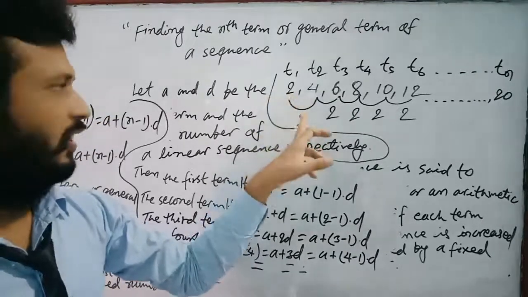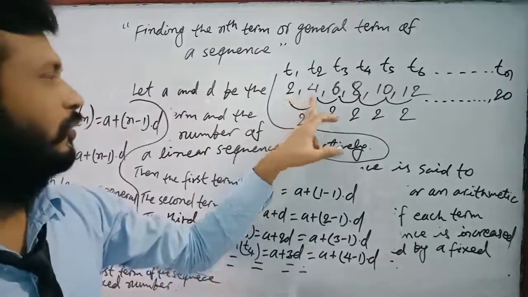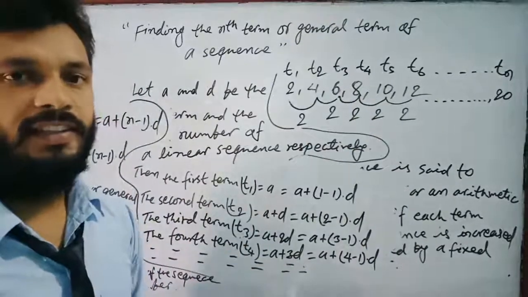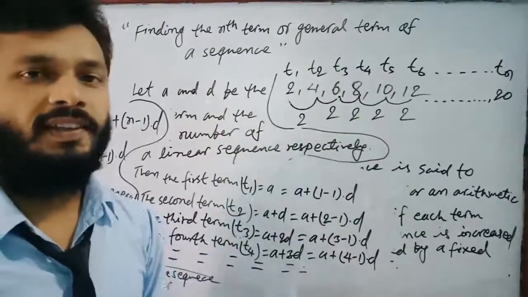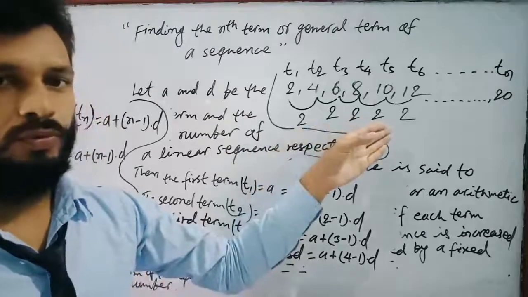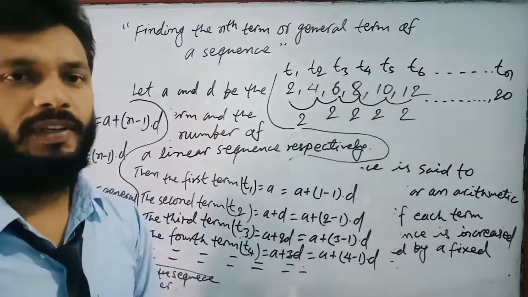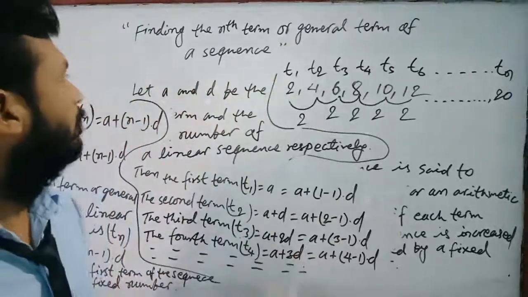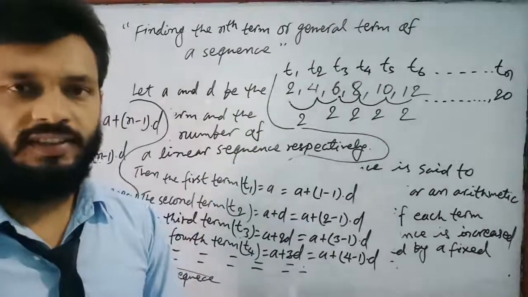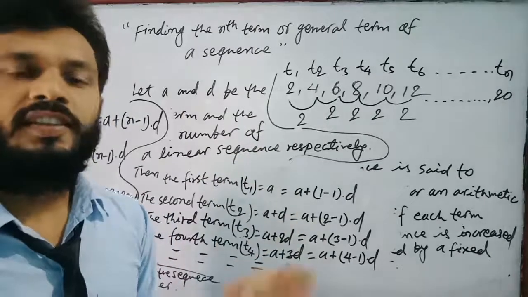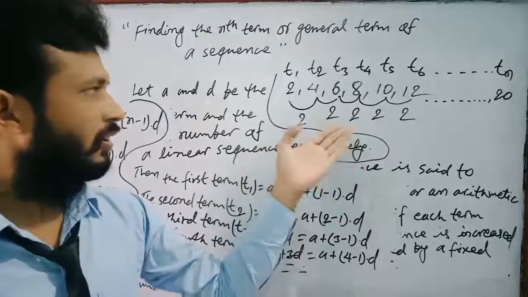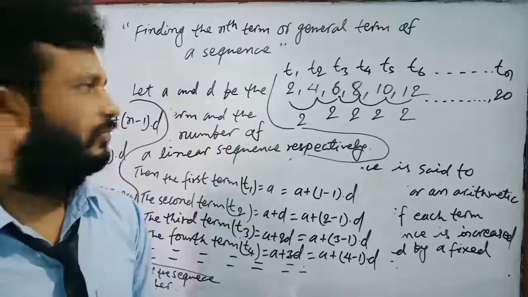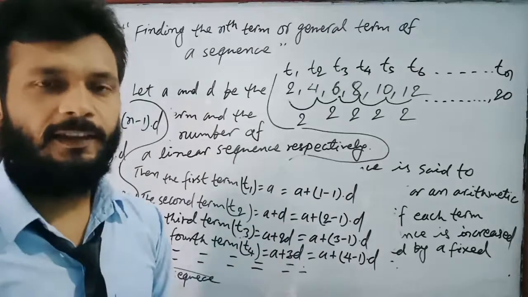Suppose here a sequence 2, 4, 6, 8, 10, 12. In this sequence, each term is increased by 2. 2 is called the fixed number. Understood? In the linear sequence, each number or each term may be decreased also. Understood? It may decrease also by a fixed number.